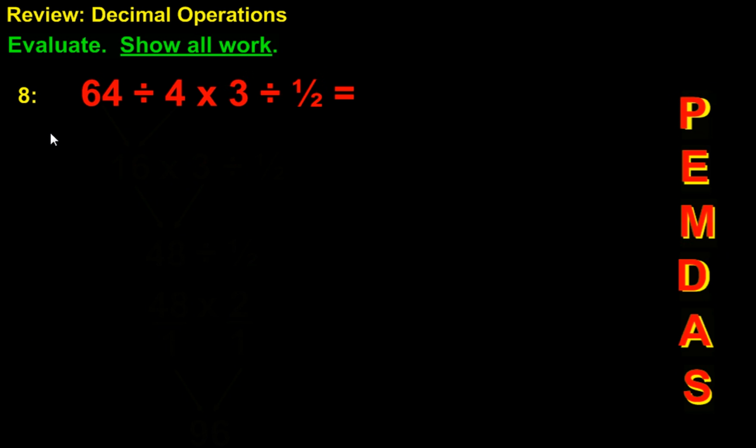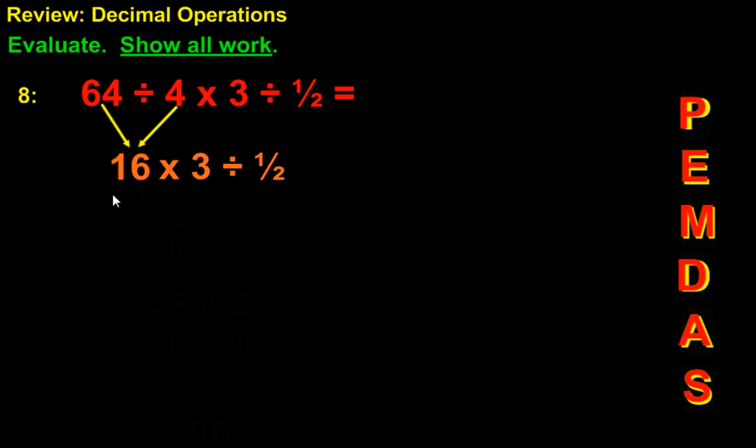So we have 64 divided by 4 times 3 divided by a half. So you have a lot going on here. We don't have any parentheses, we don't have any exponents, we do have multiplication and division, and as I work from left to right, the first thing that I encounter is a division. So we have 64 divided by 4. So I'm going to go ahead and solve that out. It gives me 16, and I'm just going to bring the rest of this problem right on down.